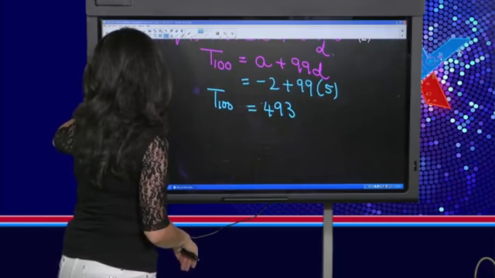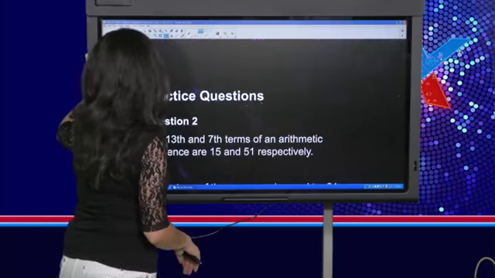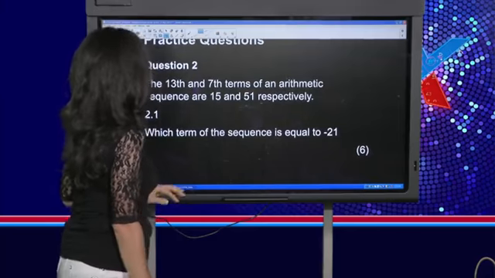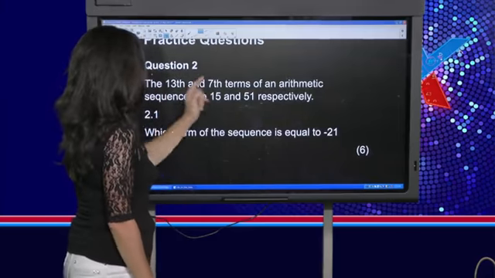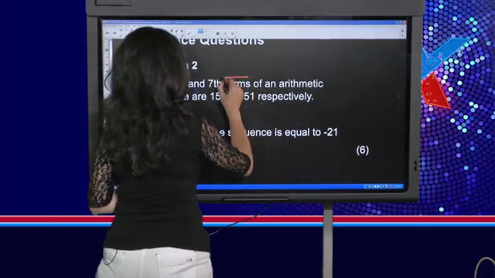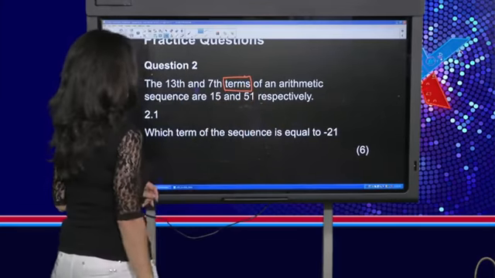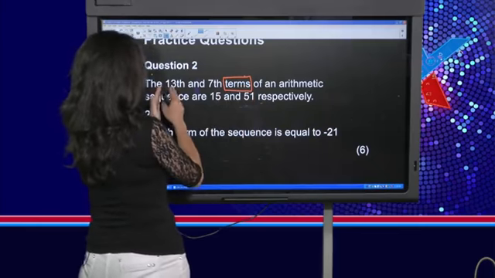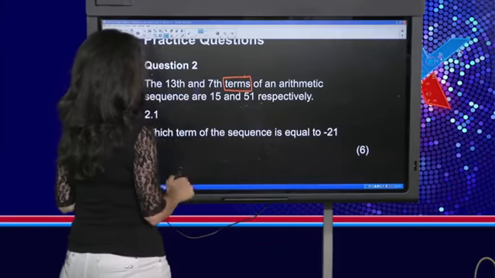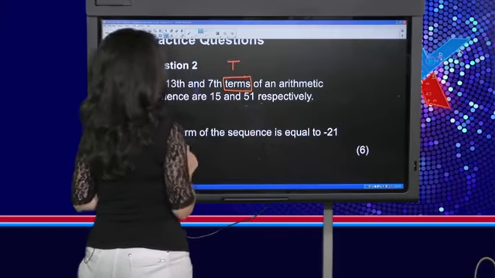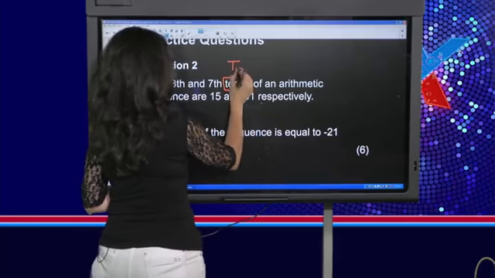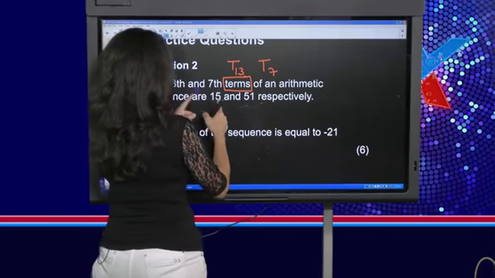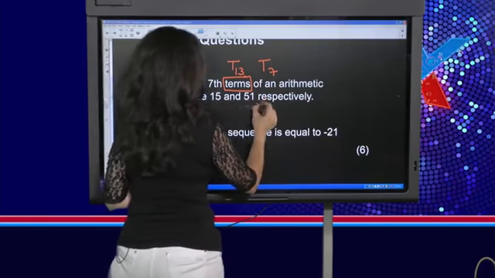Okay, so if we look at the application of this, the 13th and 7th terms of an arithmetic sequence are 15 and 51 respectively. The language that's used is very important, so we don't get these 13, 7, 15, and 51 values all mixed up. If it's terms, I'm talking about T. And I'm talking about position 13 and position 7. So position 13 is 15, and position 7 is 51, because they use the word respectively.